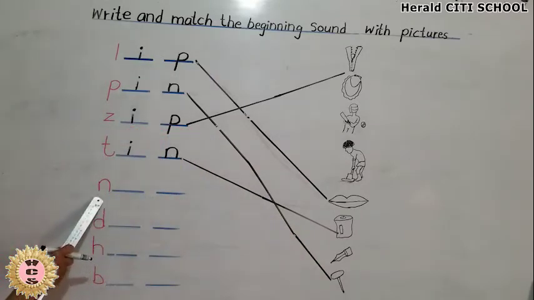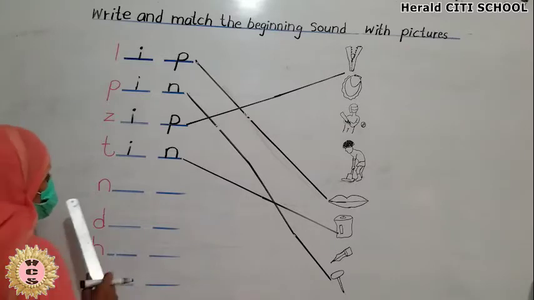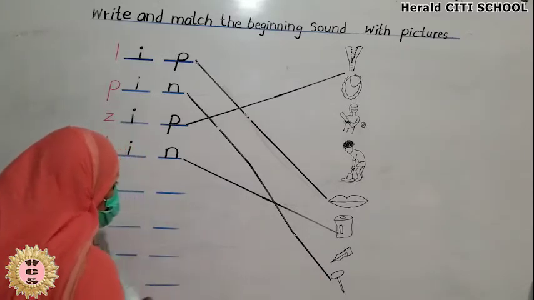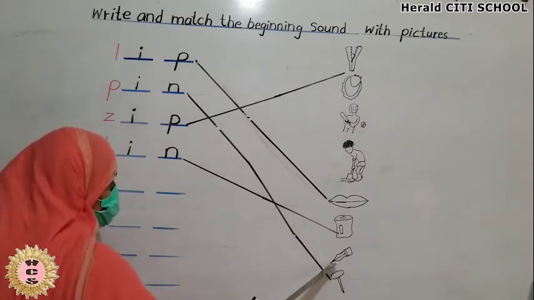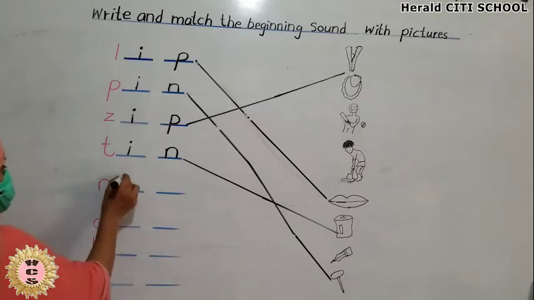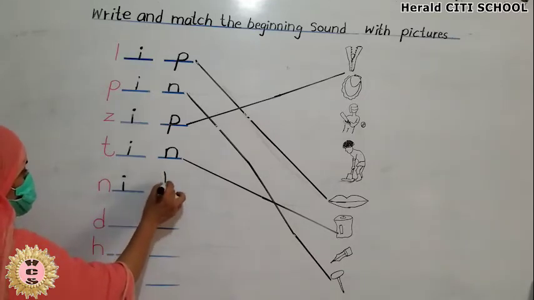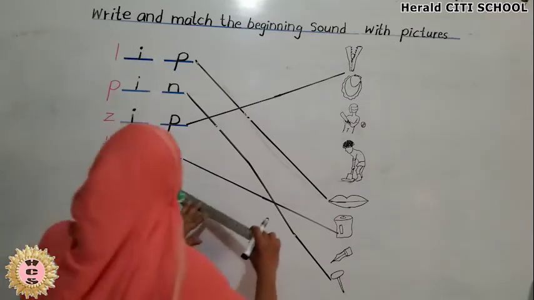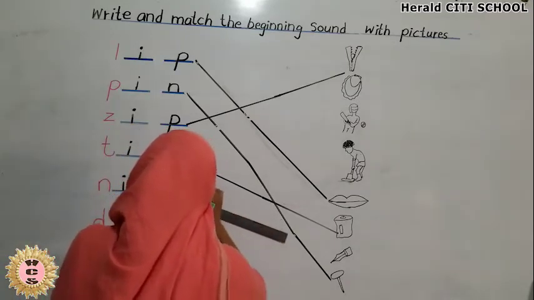Which letter is this? This is N. And which thing is matched to this sound? Yes, this is a nib. Look here, children. This is a nib, and the spelling of nib is N-I-B, nib. Now we will match the spelling of nib to the picture of the nib.